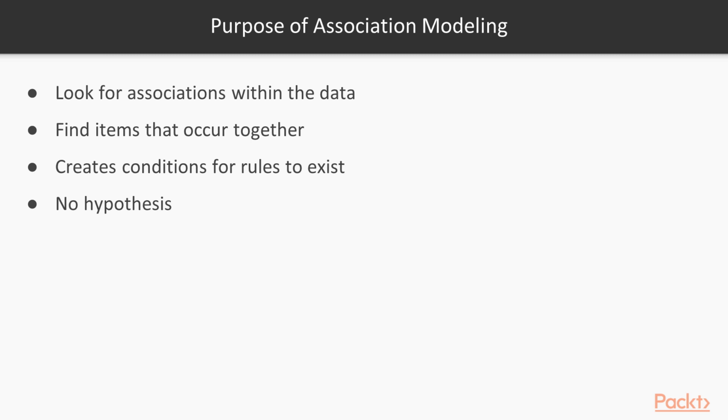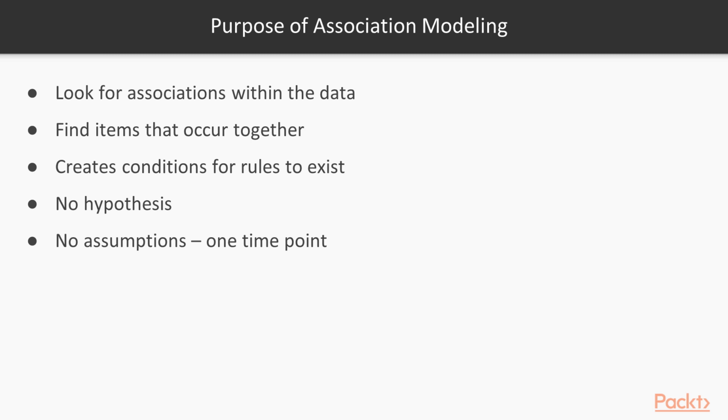The classic example in association modeling is that there are people that go into a grocery store and they're going in to buy diapers and beer. Well, we never really would think of those two things as going together, but you may be going in to buy beer and then you realize you need to go get diapers for the kid, or maybe it's the other way around. You're going in for diapers and you realize, you know what, I need some beer as well.